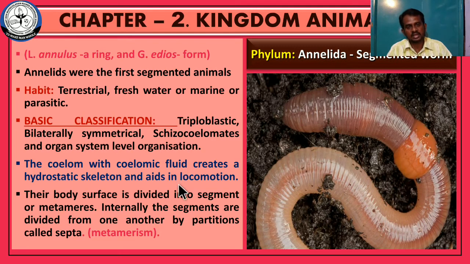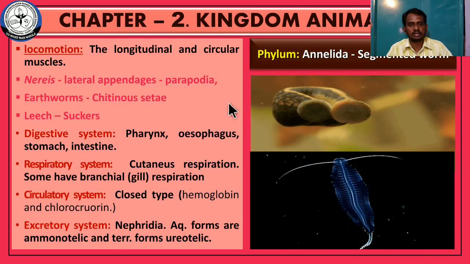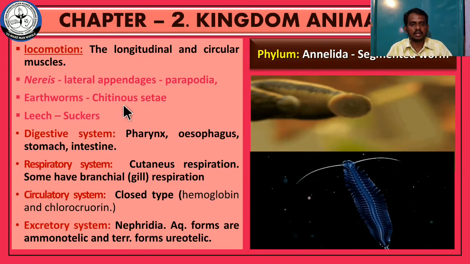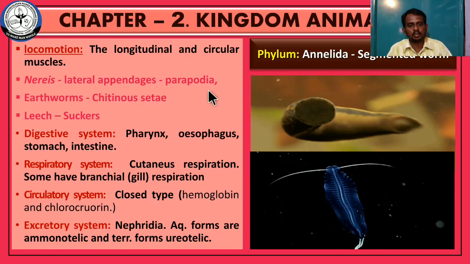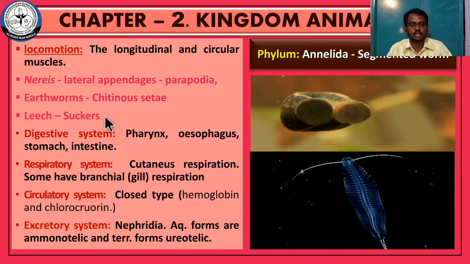Next we discussed basic classification. Then what is metamerism and what is hydrostatic skeleton. Metamerism and hydrostatic skeleton are important 2 mark questions. Okay, under locomotion, there are 3 types of locomotory structures seen in phylum annelida: parapodia, body setae and sucker.